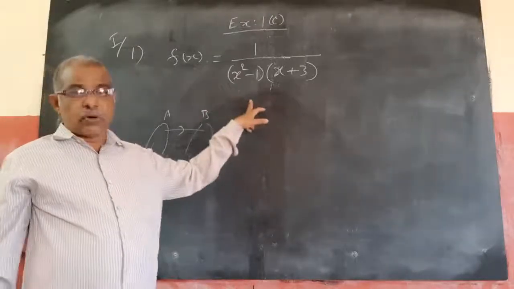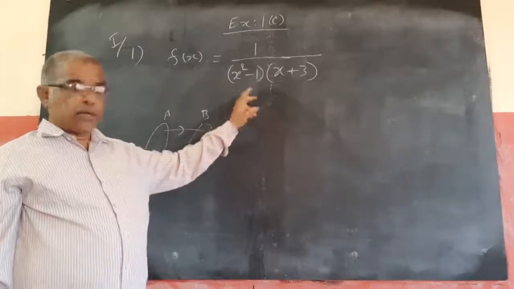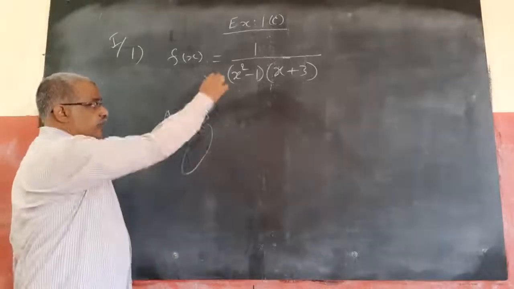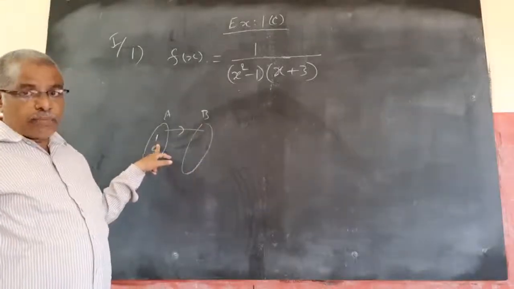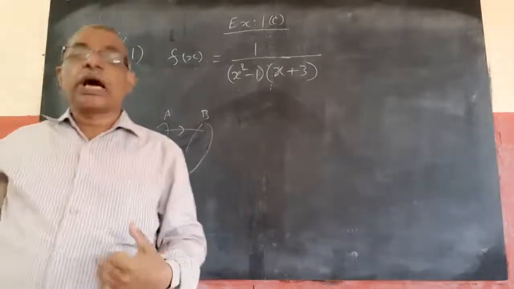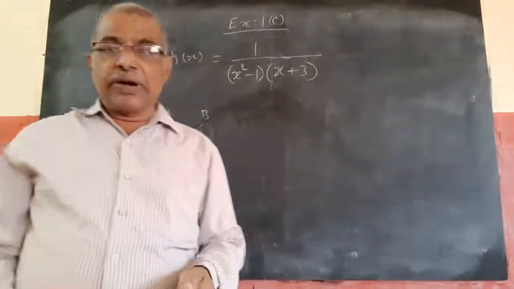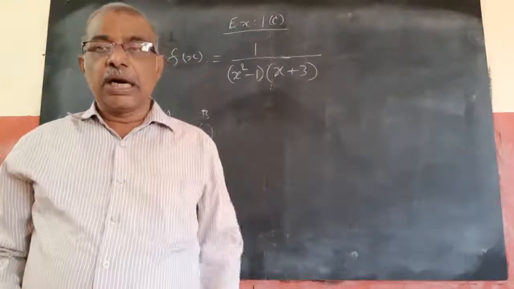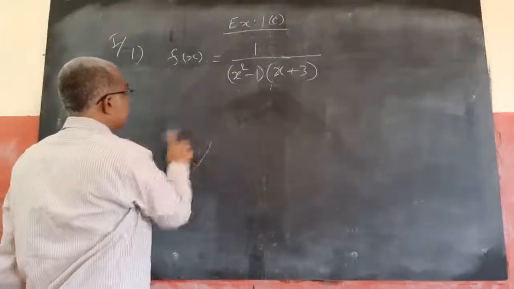If the denominator is 0, it is undefined. For example, if 1, 2 and 3 are in the domain, I can map 2 to some value for which f of 2 is defined. But how can I map 1? Because f of 1 is infinity, it is undefined, so I can't map it. So all the values of x for which the function is defined are called the domain.